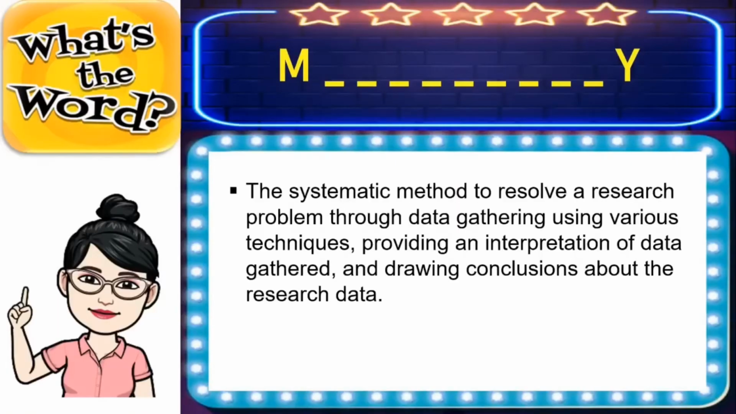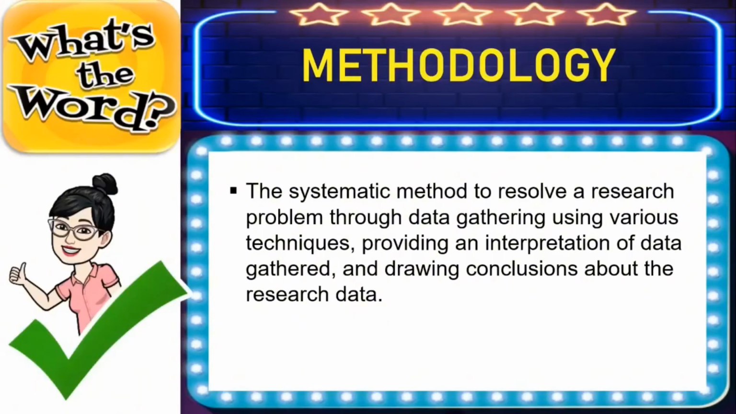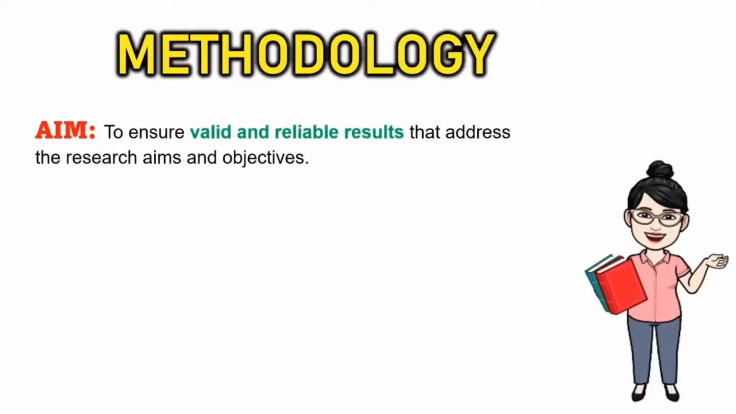Next word. The systematic method to resolve a research problem through data gathering using various techniques, providing an interpretation of data gathered, and drawing conclusions about the research data. That is methodology. The aim of methodology is to ensure valid and reliable results that address the research aims and objectives.